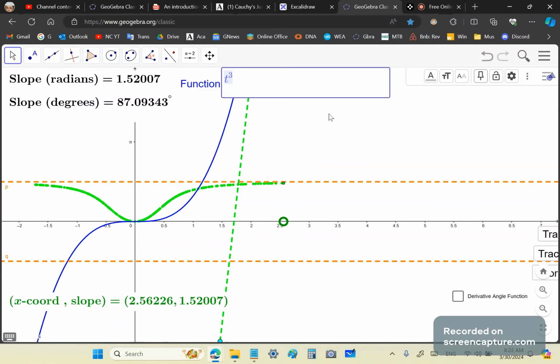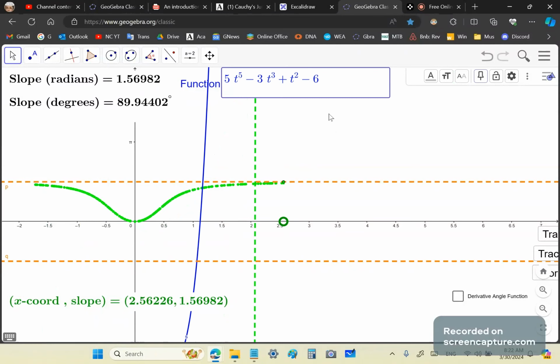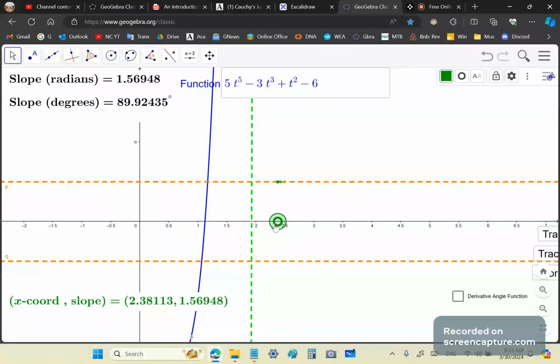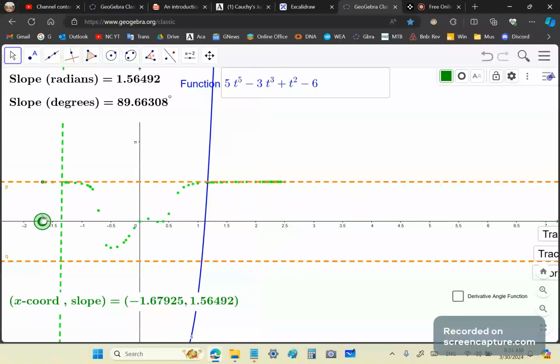So if we have 5t to the 5, like that, minus 3t to the 3, plus t squared minus 6, like that, then we've got a function here which is really going all over the place and has lots of inflection points and stuff, but we can actually see what it's going to look like just by doing this. Can you see that? You can tell everything about the function by looking at the angle derivative plot.